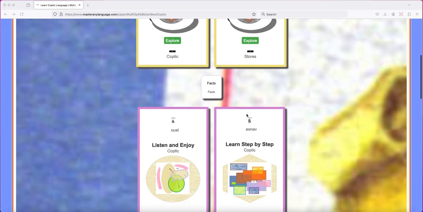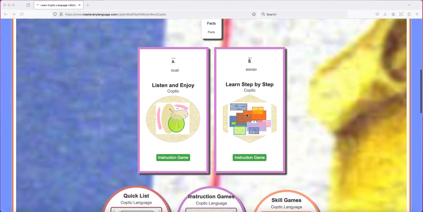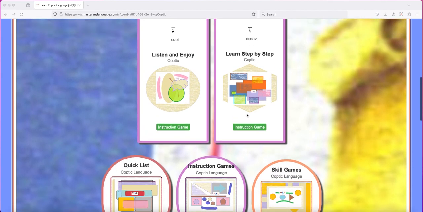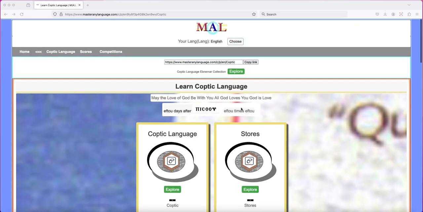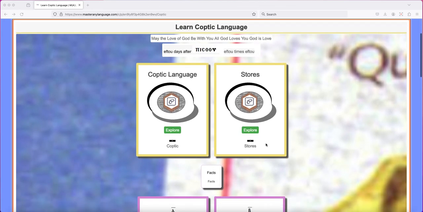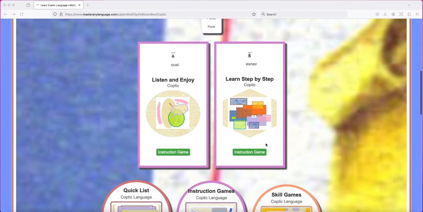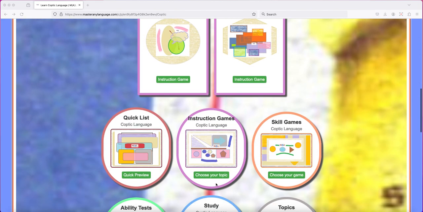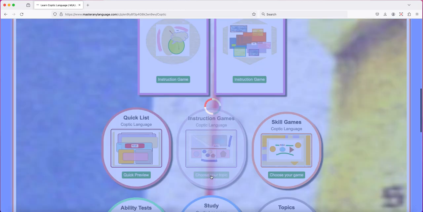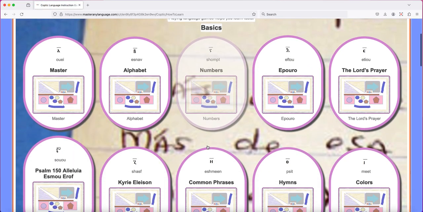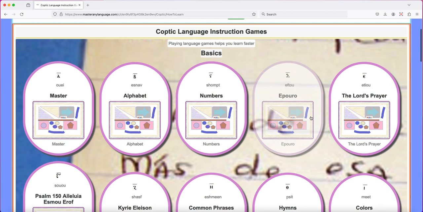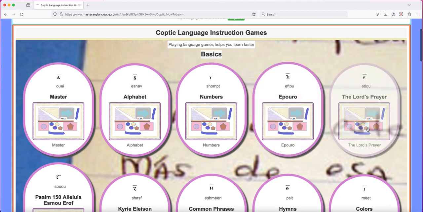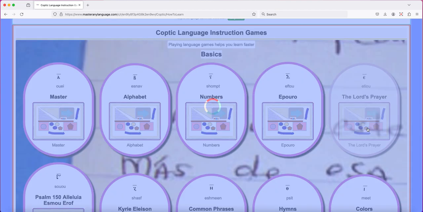The Coptic language, the Lord's Prayer, learn step by step. This is the Coptic language homepage for Master the Language. So we will go down to instruction games, and once we get into instruction games, we will find in Coptic the Lord's Prayer right here at the top.